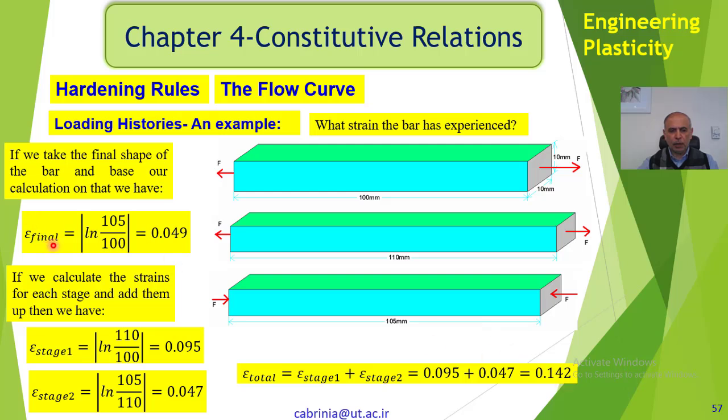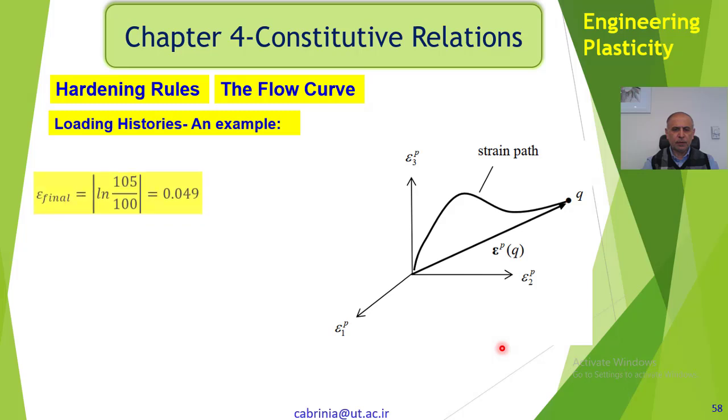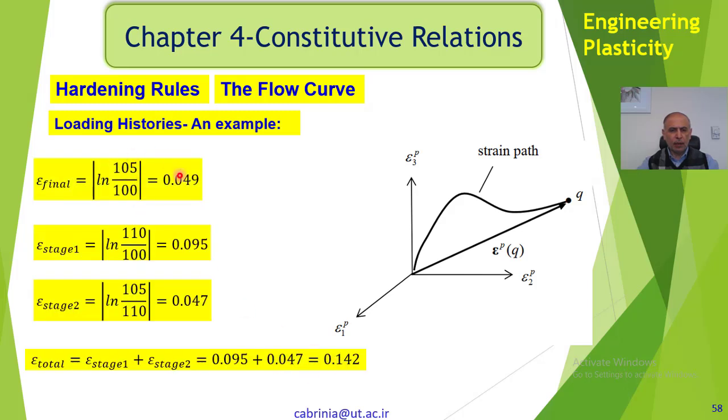Here we calculated the final strain as 0.049, and here we have calculated it as 0.142. So why so much difference? If you look at this number and that number, you will see that there is a lot of difference, almost 3 times, almost 200% different from this to this.